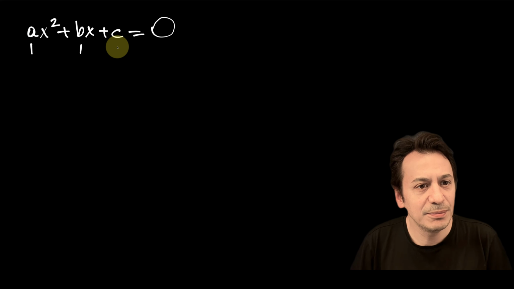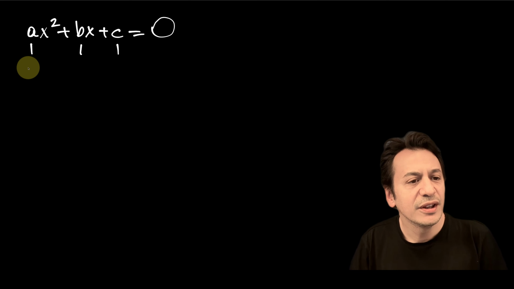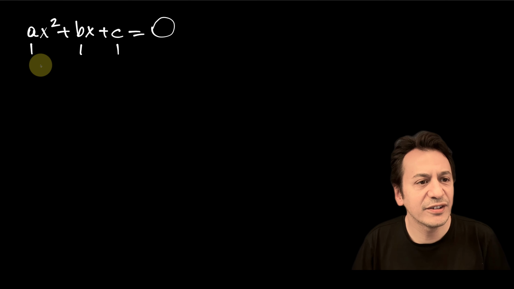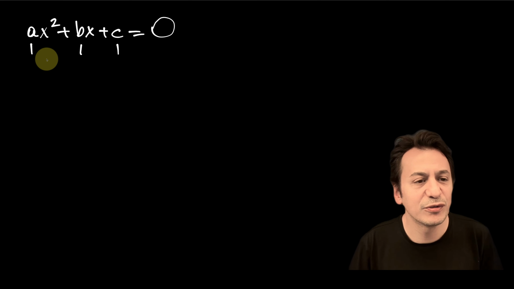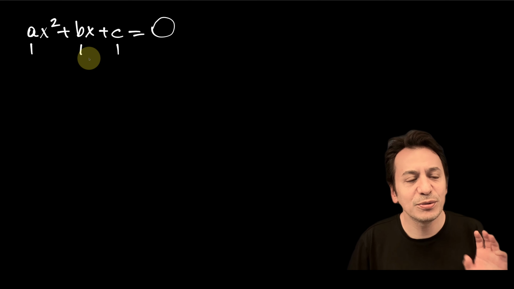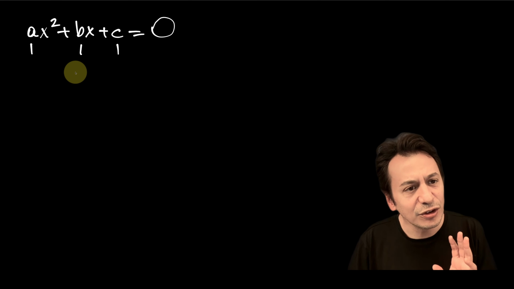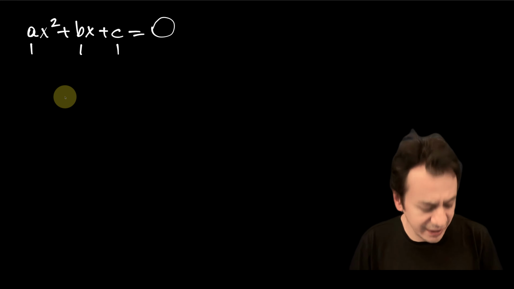Where are these a, b, c's coming from? They're coming from Descartes. Descartes said we can use a, b, c, the beginning of the alphabet, for the coefficients, and x, y, z as the unknowns. In this case, we just have x.